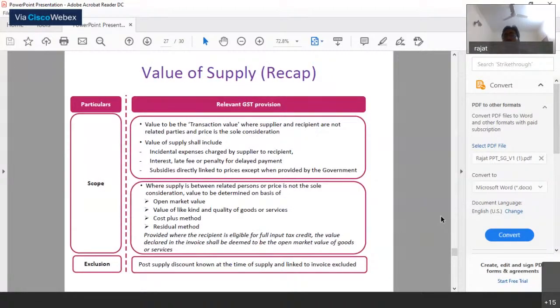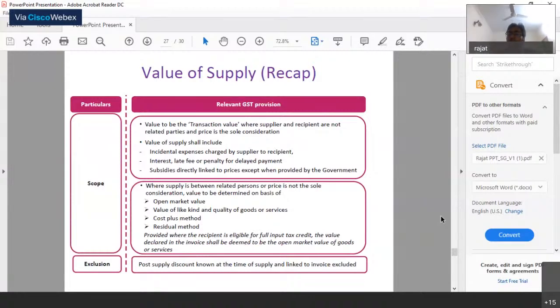Now I would come to the last part of my presentation, which is value of supply. We've already discussed that the value of supply is basically the transaction value. Therefore, GST is to be paid on the transaction value, which is defined to mean the price paid or payable in respect of a particular supply. What are the ingredients of this transaction value? All the incidental expenses charged by the supplier in respect of a particular supply will be included in the value. Then comes a very important aspect in respect of GST law only, that subsidies directly linked to the price are also to be incorporated in the value.